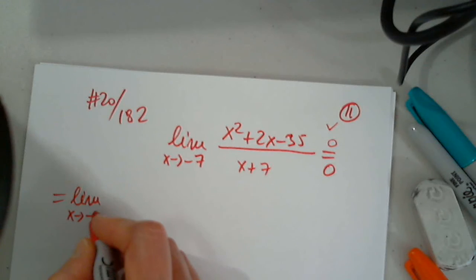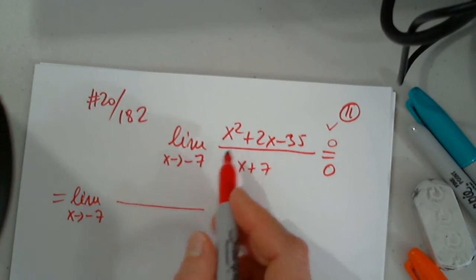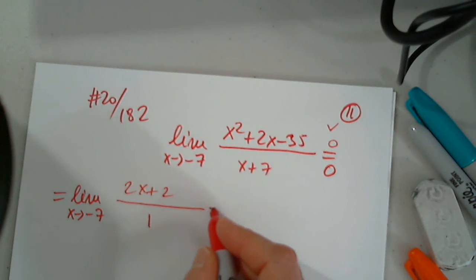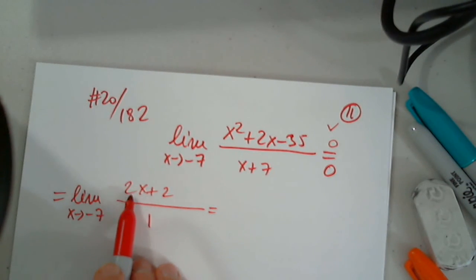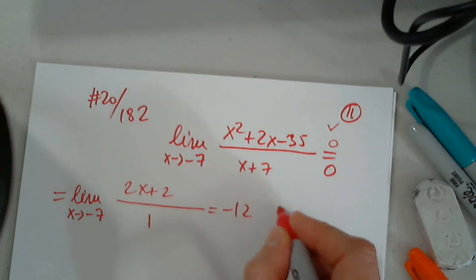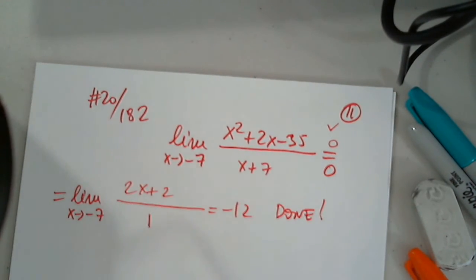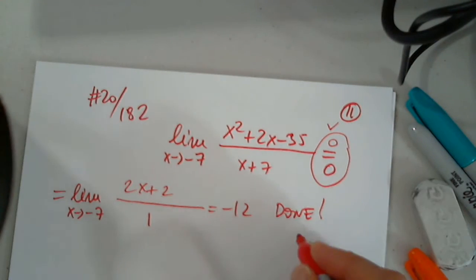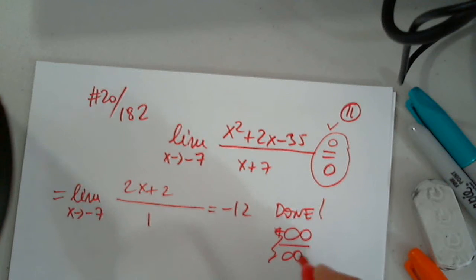Limit as x approaches negative 7. The top is 2x plus 2. The denominator is 1. When I plug in negative 7, 2 times negative 7, negative 14 plus 2, negative 12. Done. But L'Hopital's rule has limited applicability. Only infinity over infinity, positive, negative, it's not important, or 0 over 0. It's not used in any other case. It's not applicable.